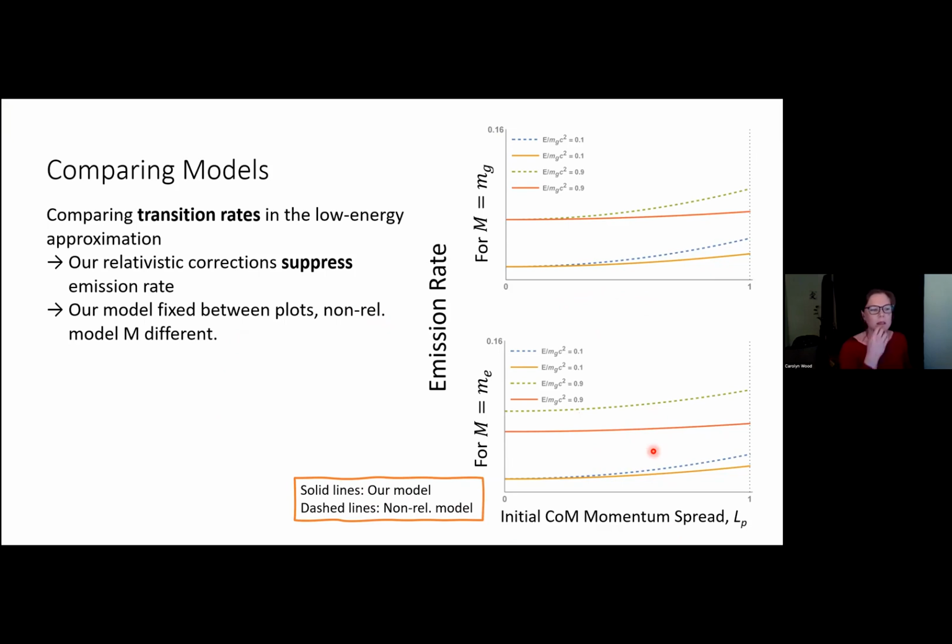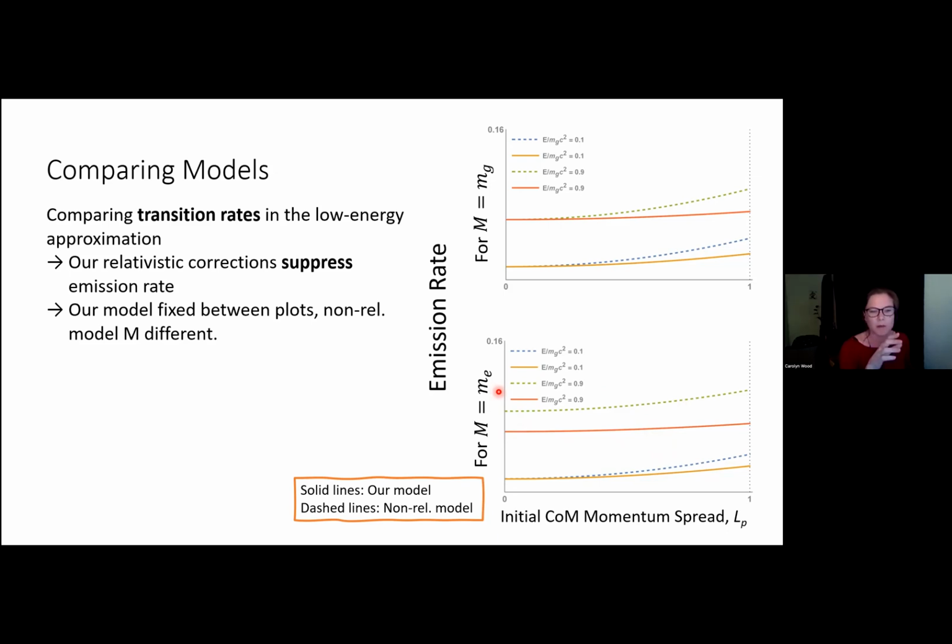So firstly, we see a clear difference between them, and that the additional mass energy in our model is suppressing the emission rate compared to the other model. This effect increases with higher initial momentum spread, and that's because there are more higher momenta contributing to the initial state there. And the difference between the ground and excited mass energies then consequently becomes more significant. The difference is more marked in the bottom plot here, as the energy gap is included in our definition of the excited state mass. So why do I have two plots here?